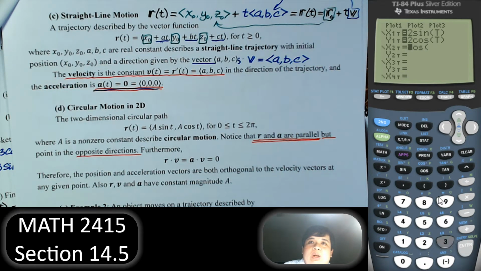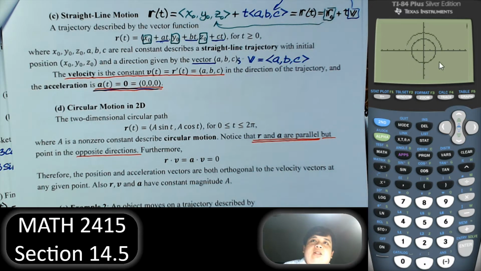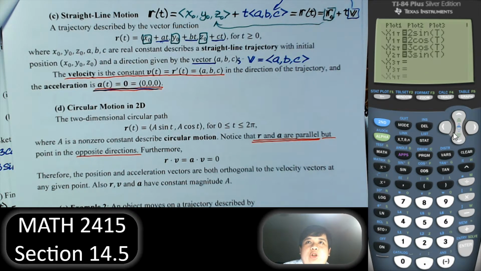Let's put 3 cosine of t instead. So the bigger circle and 3 sine of t. So first we have that circle and the circle on the outside. It's like that. Let's go back and change 1, 2. When we have that symbol, a dash and a circle.